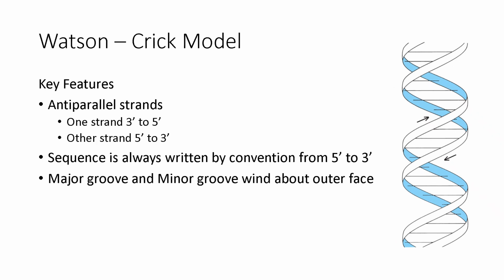Another important feature is that DNA strands are antiparallel. One runs 5 to 3, while the other runs 3 to 5. This orientation is essential for processes like replication and transcription. Additionally, the helix has alternating major and minor grooves, which are critical for protein binding and regulatory mechanisms.